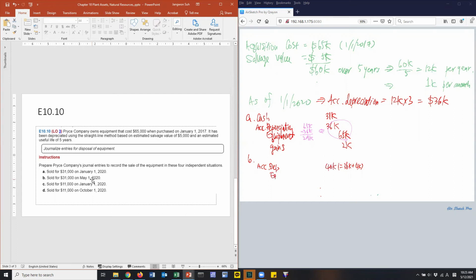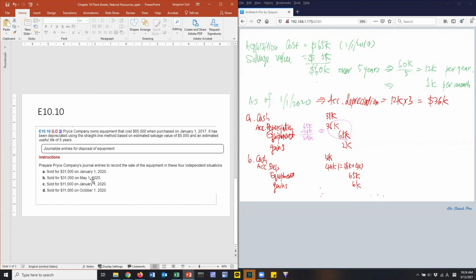When we give up the equipment, 65K. Cash, how much did you receive? 31. Then, how much is your debit total? 71. How much is your credit total? 65. How much should you add on which side? 6 here, which is labeled as gains.